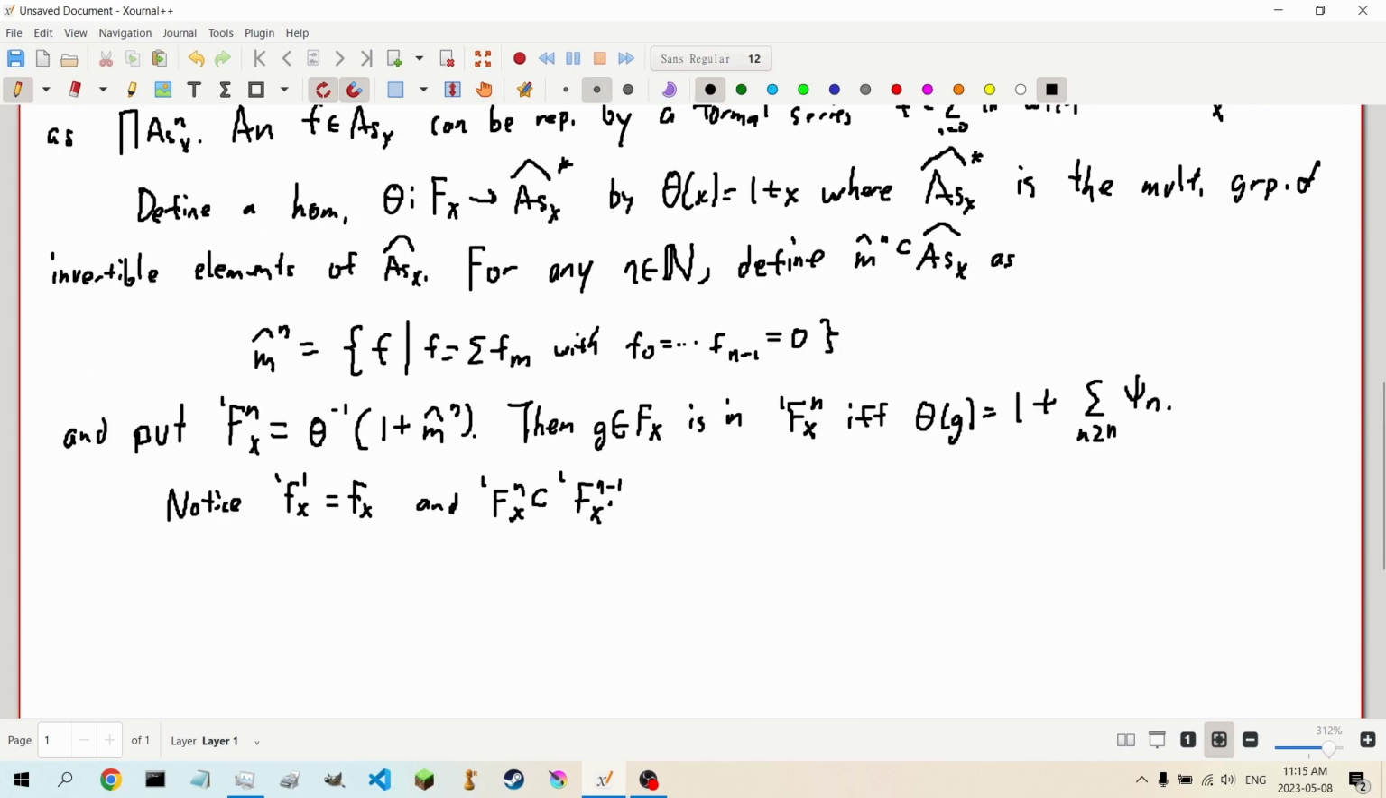Now, the theorem is that each F_n(X)' is just F_n(X), the nth grade of F(X).